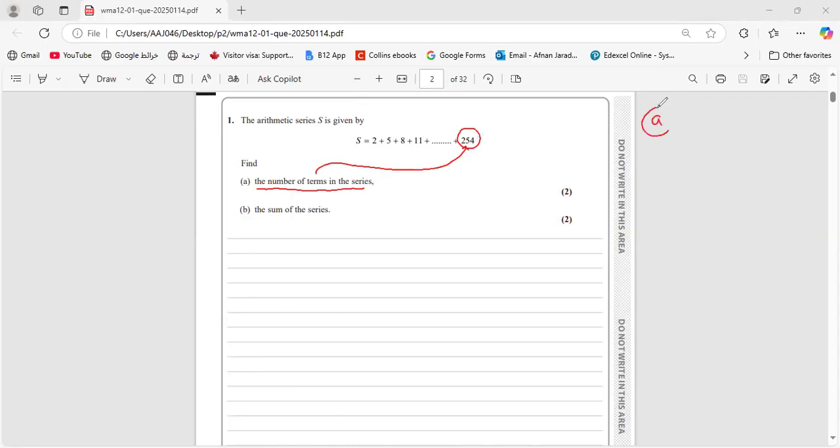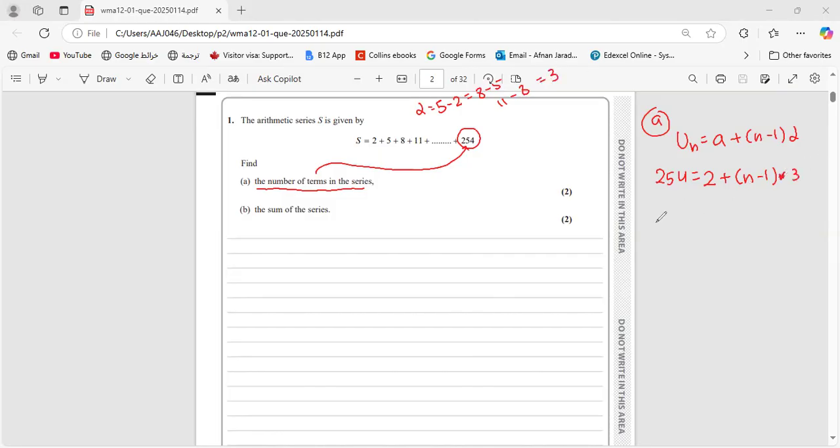So un equals a plus n minus 1 multiplied by d. So un, which is 254, equals a, the first term, 2, plus n, which I need to find, minus 1, multiplied by d. How can I find d? d is term 2 minus term 1, or term 3 minus term 2, and so on. So it's 5 minus 2, or 8 minus 5, or 11 minus 8. It's the same, which equals 3. So this is multiplied by 3.